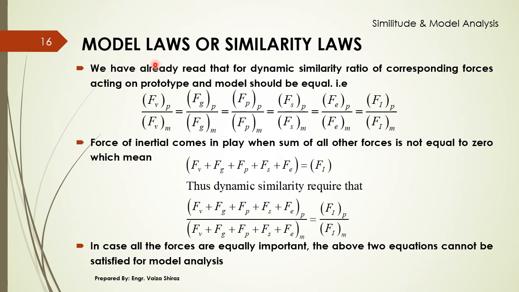Now we will discuss some model laws or similarity laws. As you know, for dynamic similarity the ratios of the corresponding forces acting on the prototype and model should be the same. It means that for all the forces these ratios will be equal. Now, the force of inertia will come into play when the sum of all the other forces is not equal to 0. It means that the sum of the viscous force, gravity force, pressure force, surface tension force and elastic force, if not equal to 0, will be equal to the inertial force. If we further simplify this equation, we will have this form.